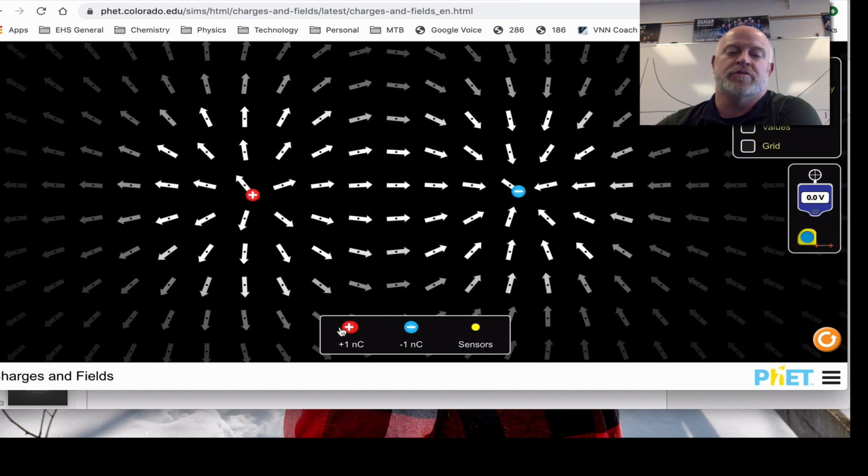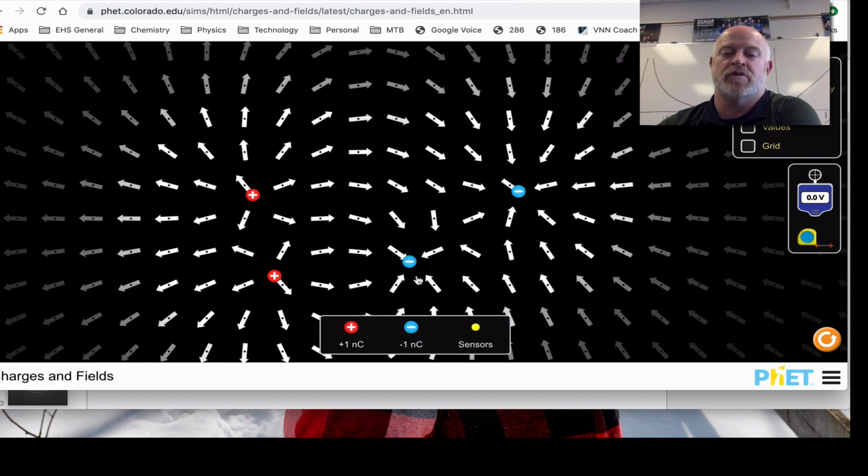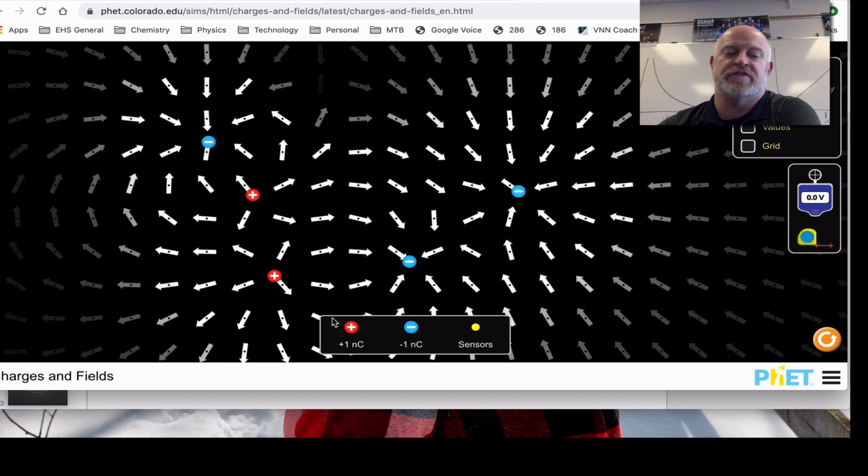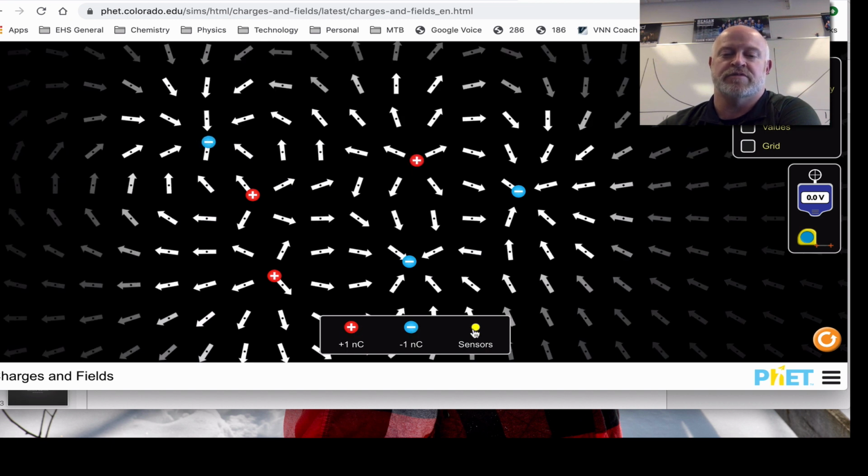Now, you can put multiple particles in, and you see as I add more and more particles how we can change these field lines inside of a system. So we see a lot of different variety to that.